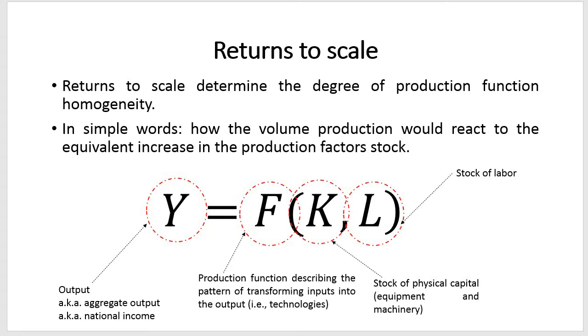F stands for production function, and basically it describes the pattern of transforming inputs into output. And two inputs are K and L, which stand for the stock of capital, physical capital, and the stock of labor accordingly. So when it comes to capital, basically it describes physical capital, as I mentioned before. So this means equipment, machinery, and so on and so forth. And when it comes to labor, it just consists of labor force, all the people in the economy who are able and willing to work.